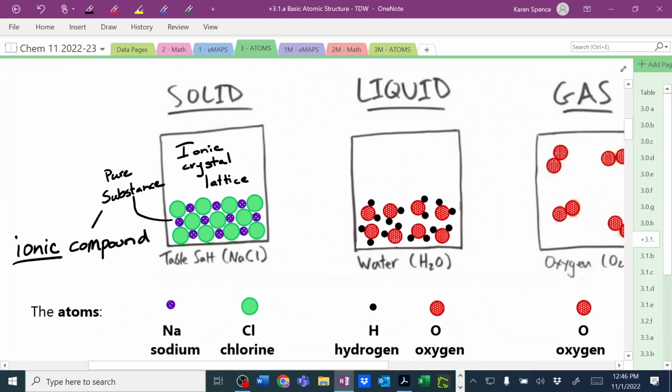We have a liquid, we have some water. What is this made of? It's not an ionic crystal lattice this time. What is it? We have molecules. It is a molecular compound.